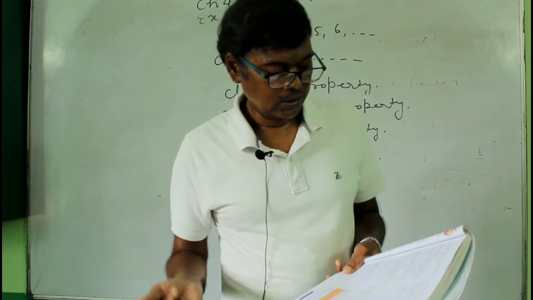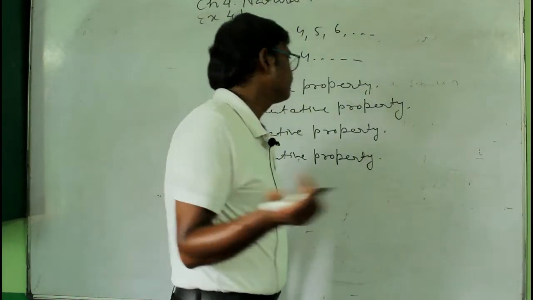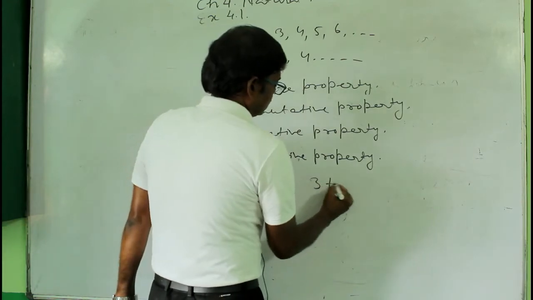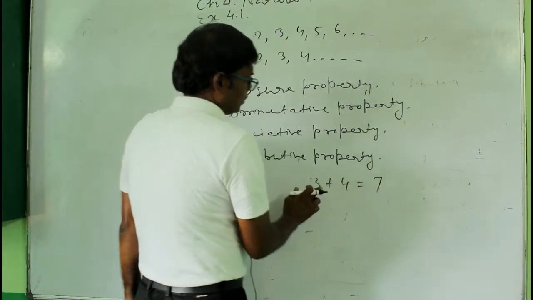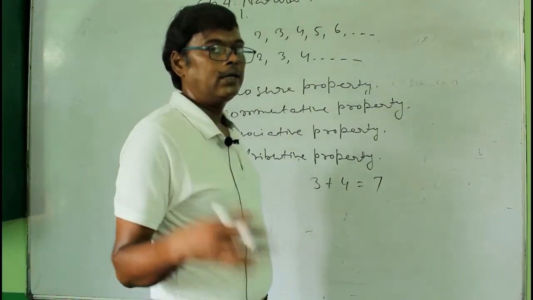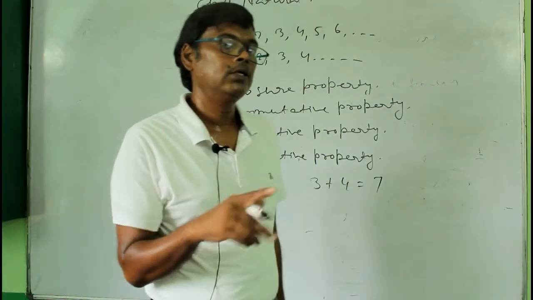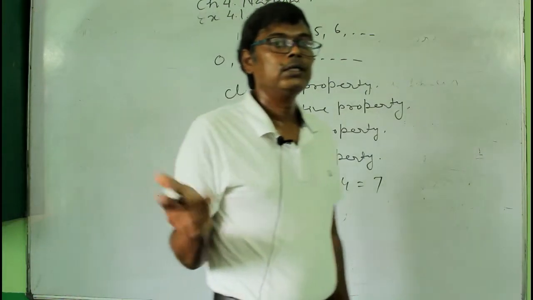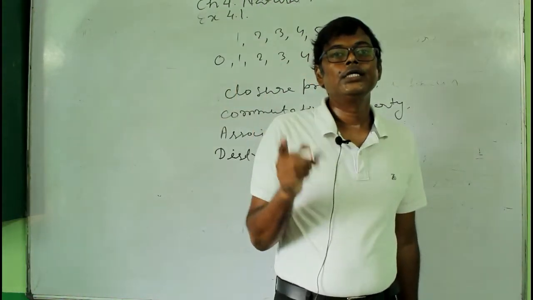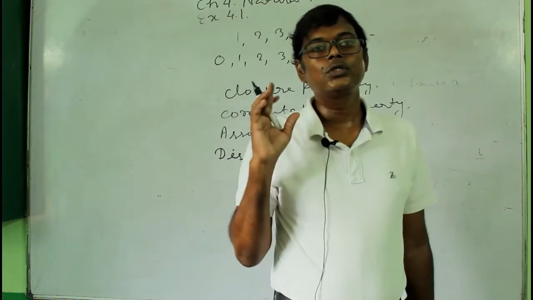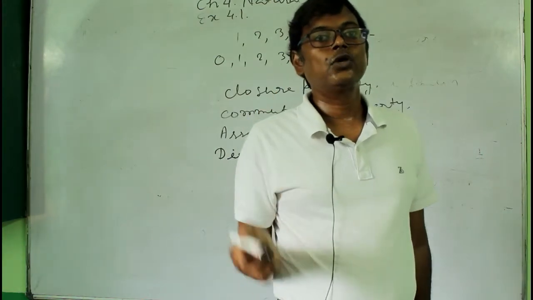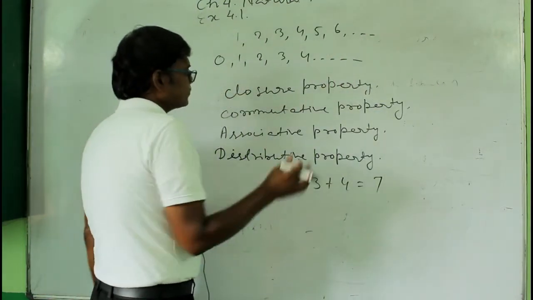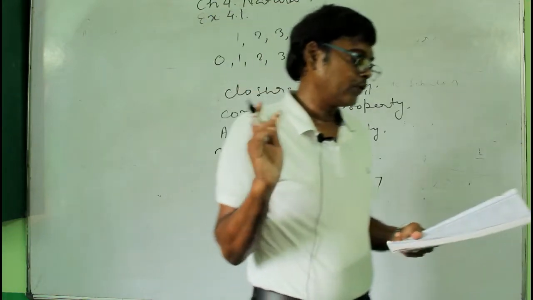Okay, so this is the meaning of this, that when you add any two numbers, for example 3 plus 4, the answer will be 7. So 3 and 4 are whole numbers, and the sum, that is 7, is also a whole number. So here this closure property is valid in case of the addition of whole numbers. Okay, the closure property is true in case of the addition of whole numbers. Okay, so this is the closure property for addition.